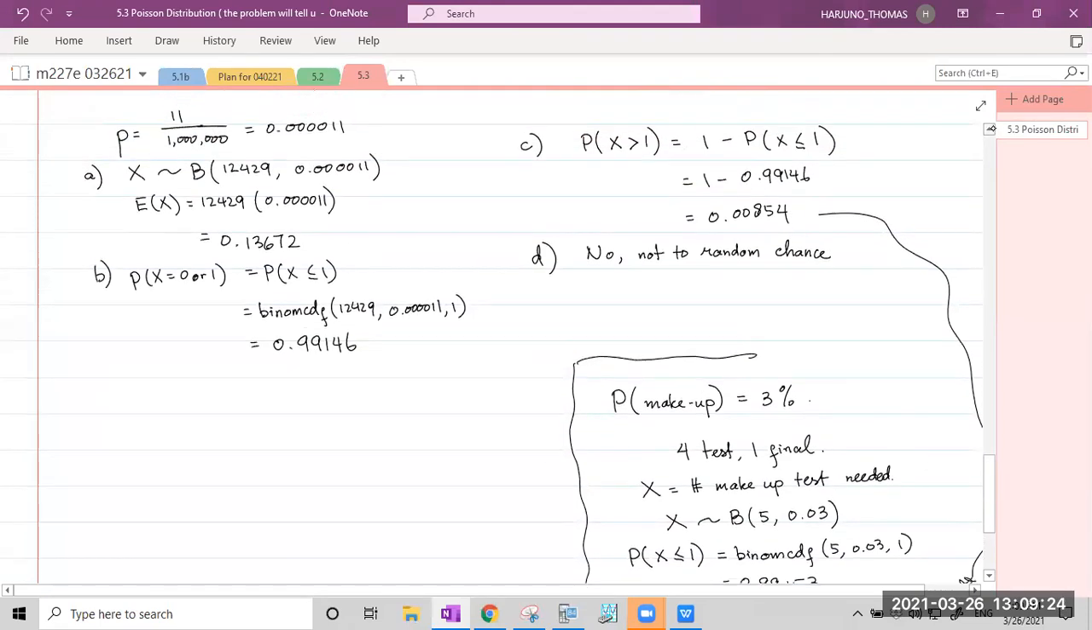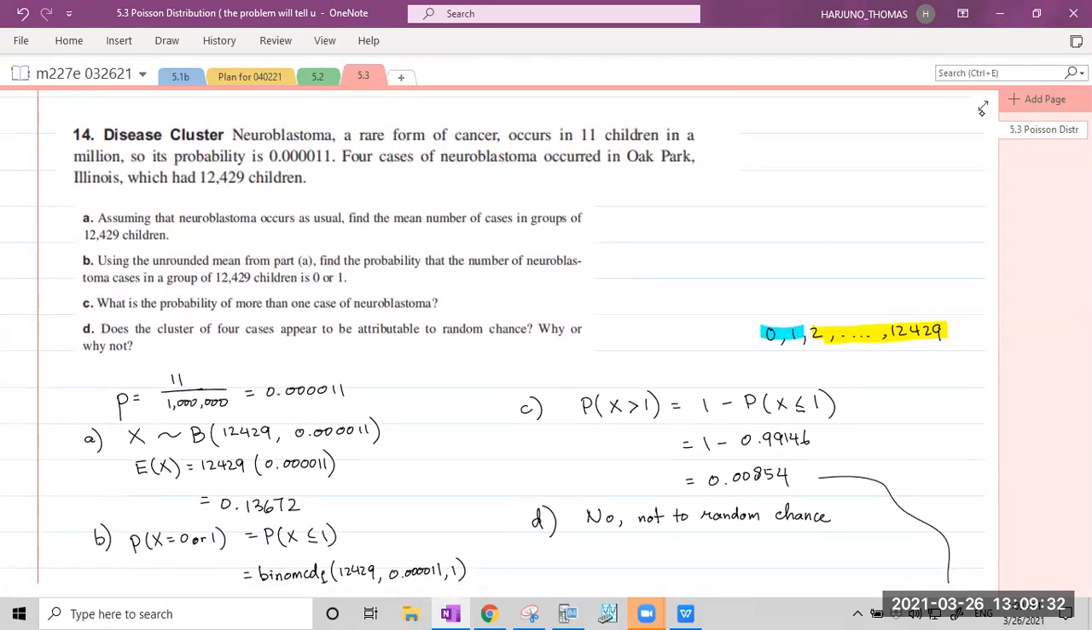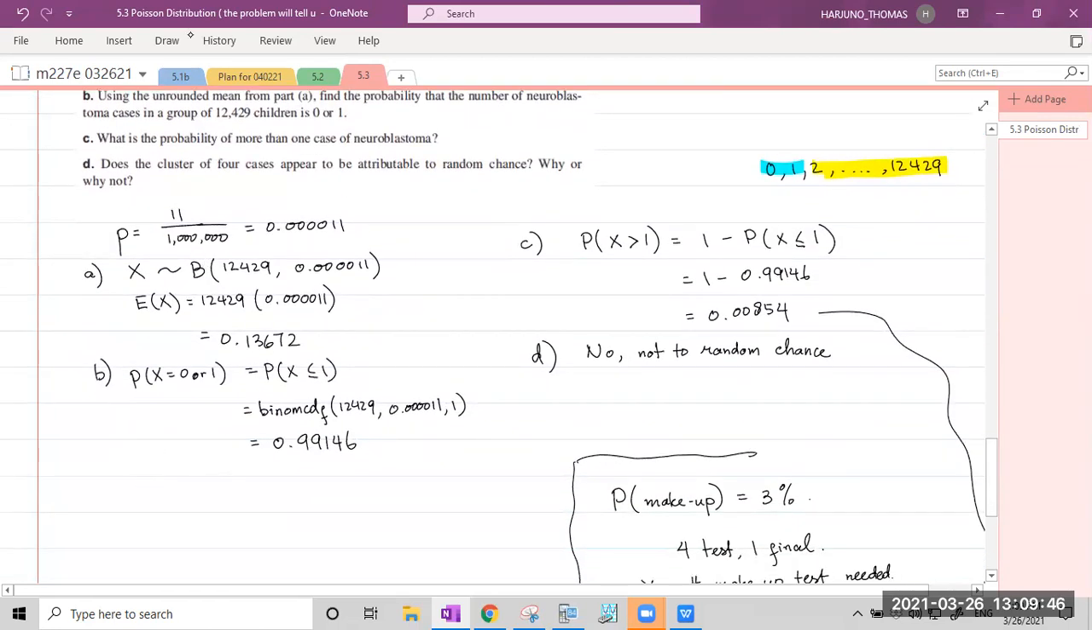Notice that this number 14 is actually in the Poisson distribution section, right? This number 14 is on Poisson distribution, Thomas, but the way you do it, you use binomial distribution. I use the proper, the precise way to do that, but we actually have an estimation. We can use Poisson distribution to estimate binomial distribution. I believe that's what our textbook tried to say.